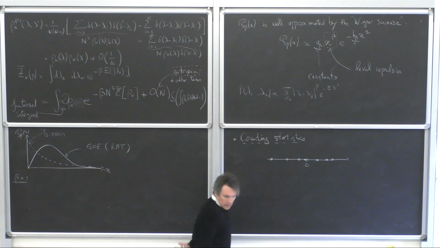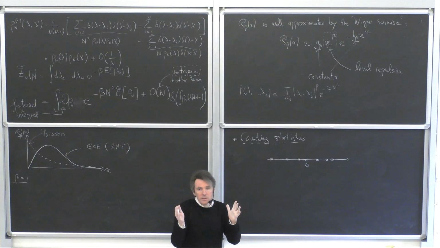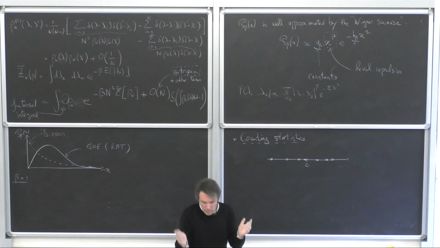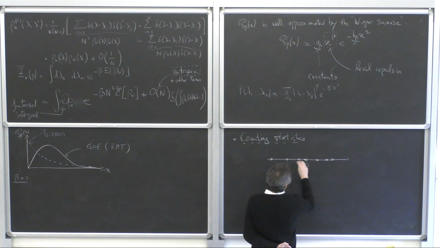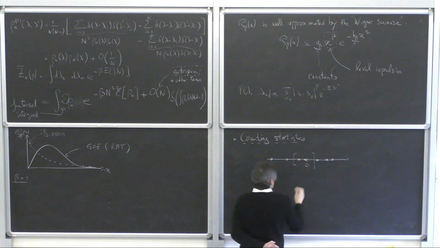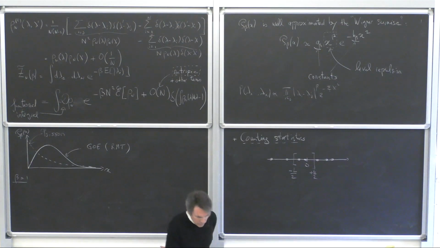Okay, and now what I'm doing is that I'm looking at a box, which is fixed, and I want to count the number of particles which are inside this box. That's a very simple problem. That's the problem of counting statistics. So let me just say that I have such a box. For simplicity, let me just take it symmetric, but you can do anything you want.